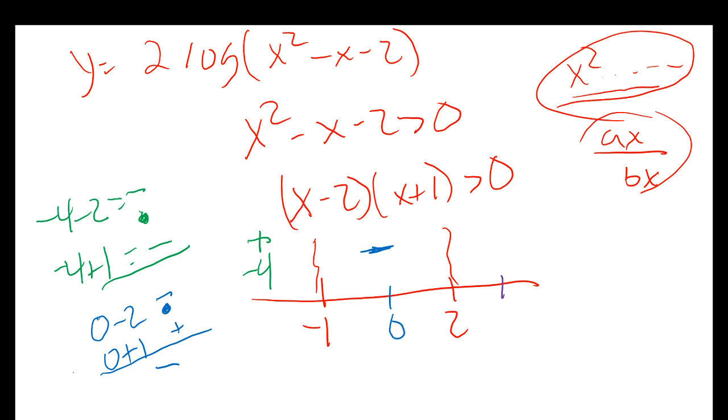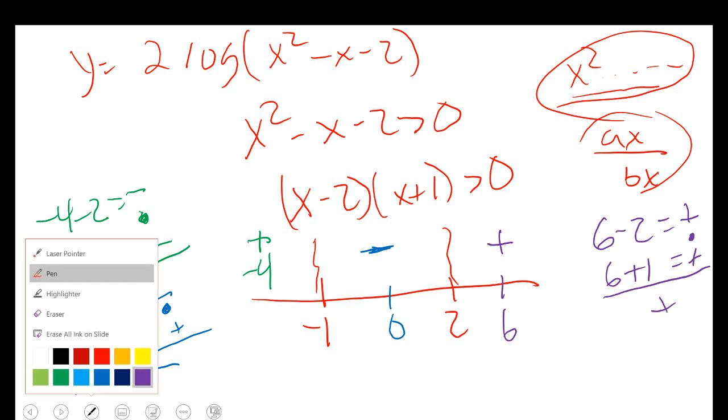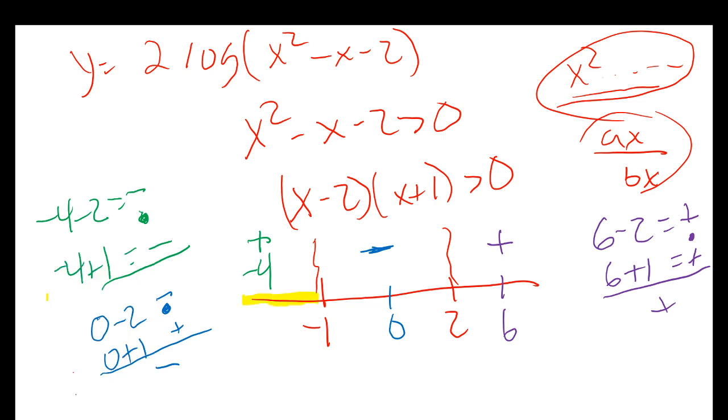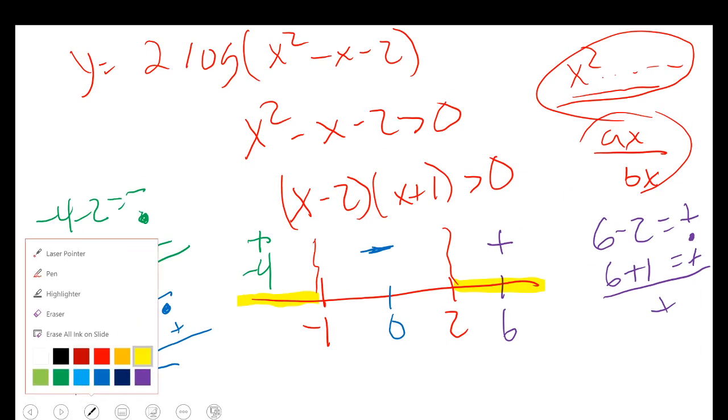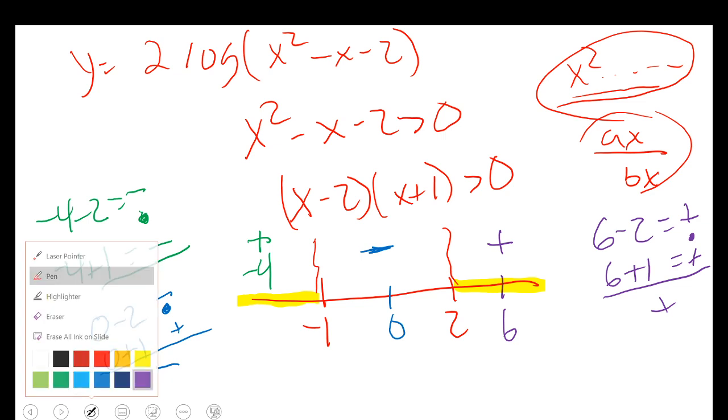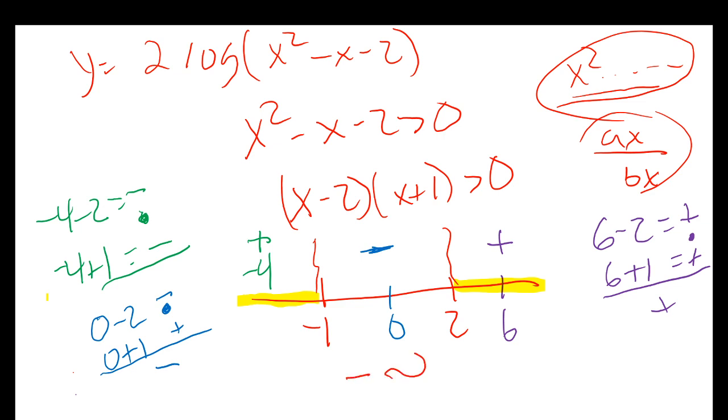All right. Then you're going to plug in a number to the right of 2. Call it 6. 6 minus 2, 6 plus 1. You're going to realize that the 6 minus 2 is positive, the 6 plus 1 is positive, and when you multiply those together, you get a positive. Okay? So when's it greater than 0? It is greater than 0 here and here. And that will give you a final answer of negative infinity to negative 1 union 6 to infinity.